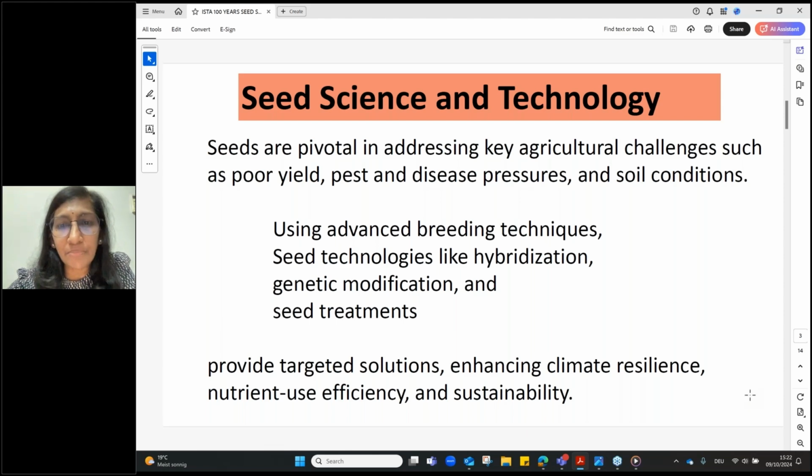They are a very important input in agriculture, and they can be manipulated either naturally or artificially through advanced breeding techniques, through seed technologies like hybridization, genetic modification, gene editing, seed treatments, just to mention a few. All these techniques in seed science and technology can provide targeted solutions, enhancing climate resilience, nutrient use efficiency, and sustainability.